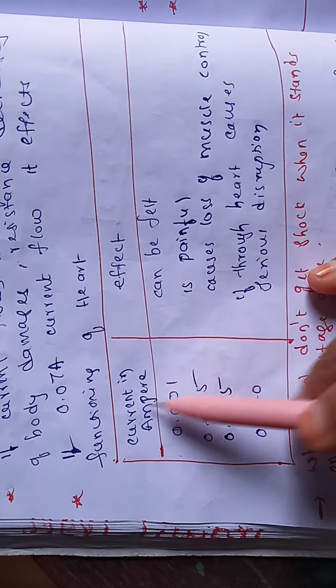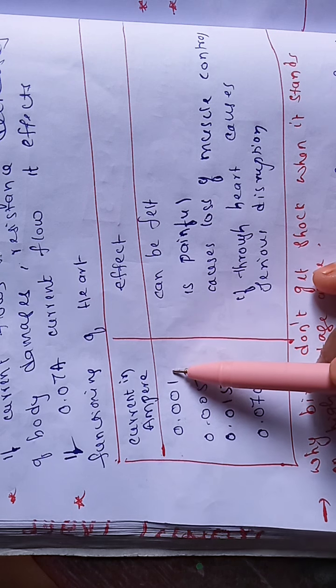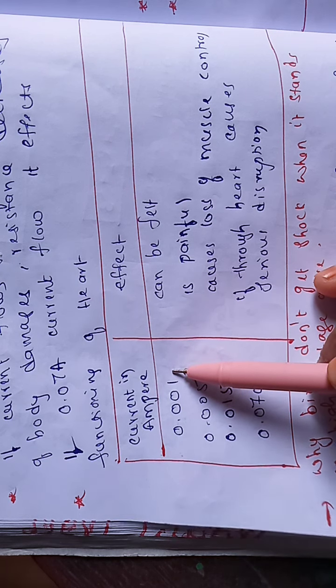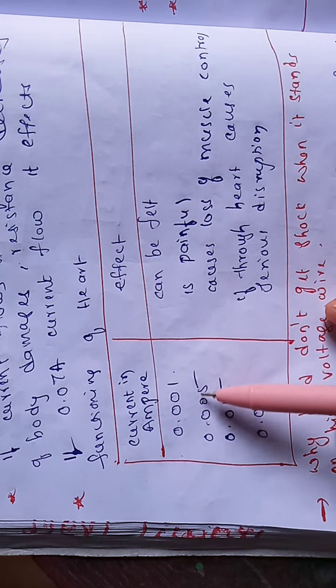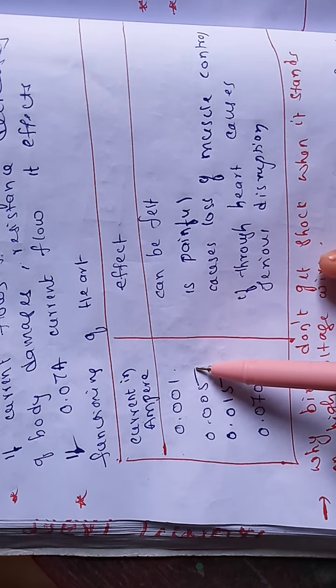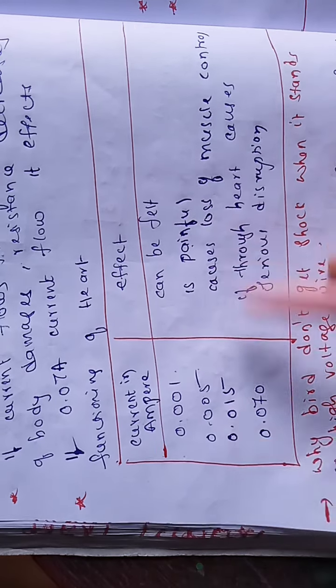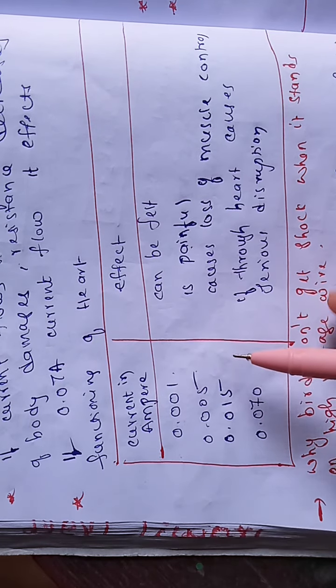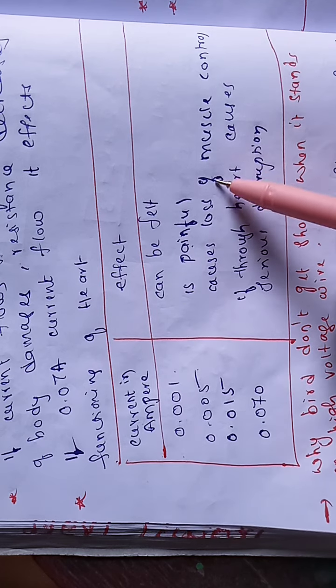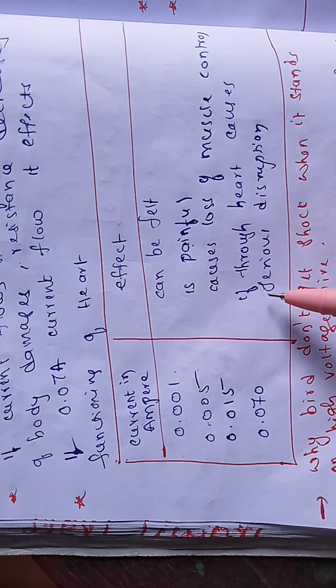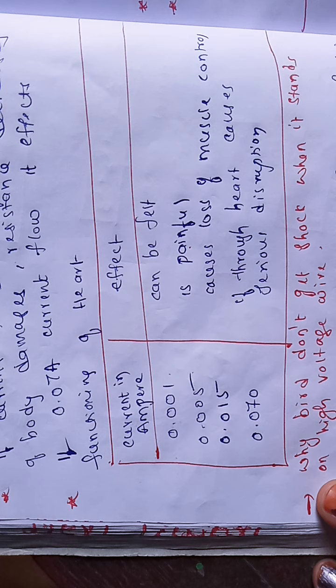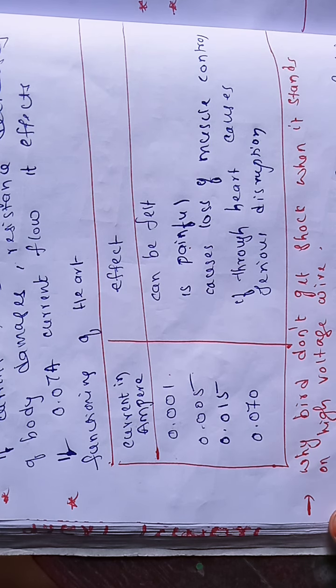Right? Now here, in amperes, if 0.001 current flows, we will feel that. If 0.005 ampere current flows, it causes some pain. If 0.015 current flows, it causes loss of muscle control. If 0.07 ampere current flows and it passes through the heart, then it causes serious disruption.